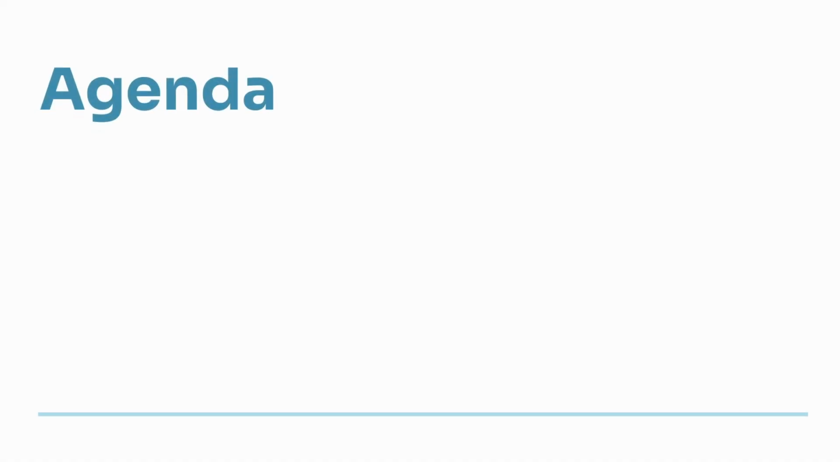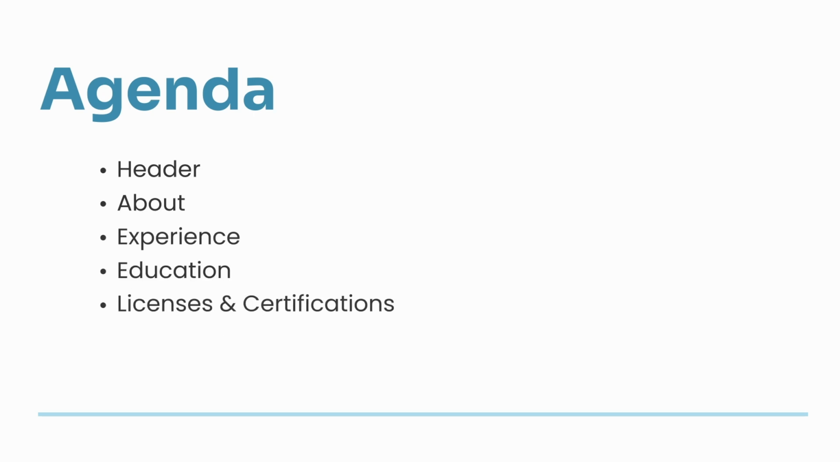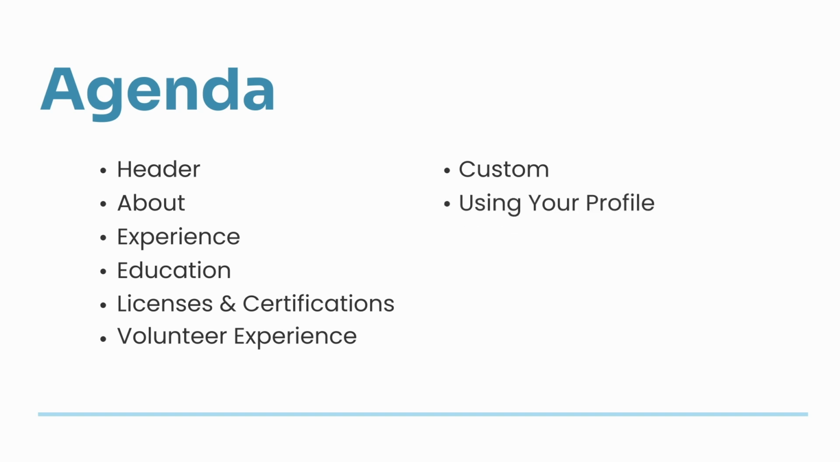On our agenda for this exercise, we are going to fully flesh out your LinkedIn profile draft, which will include your heading, your about summary, your experience, education, licenses and certifications, and volunteer experience, and then any custom sections that you want to add. And then after we have drafted your profile, we are going to talk about how to strategically use and optimize your profile for your job search.